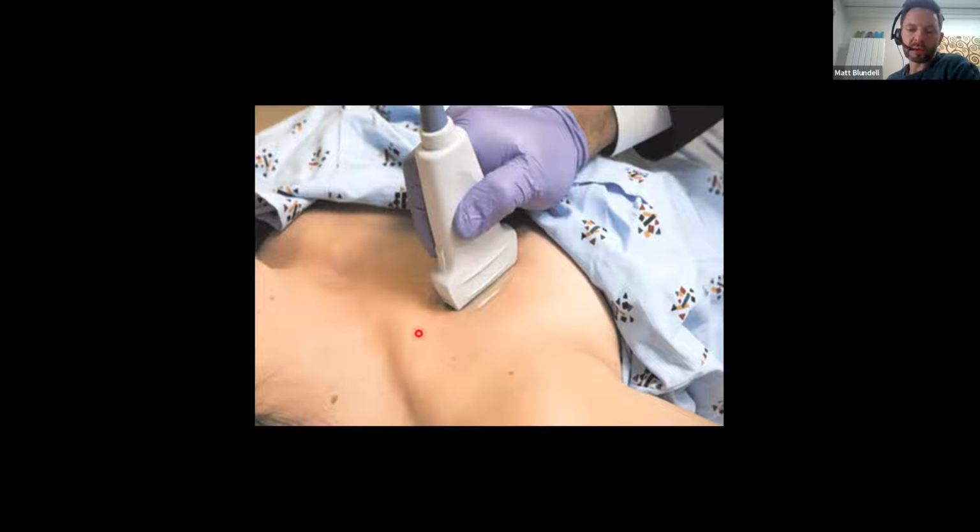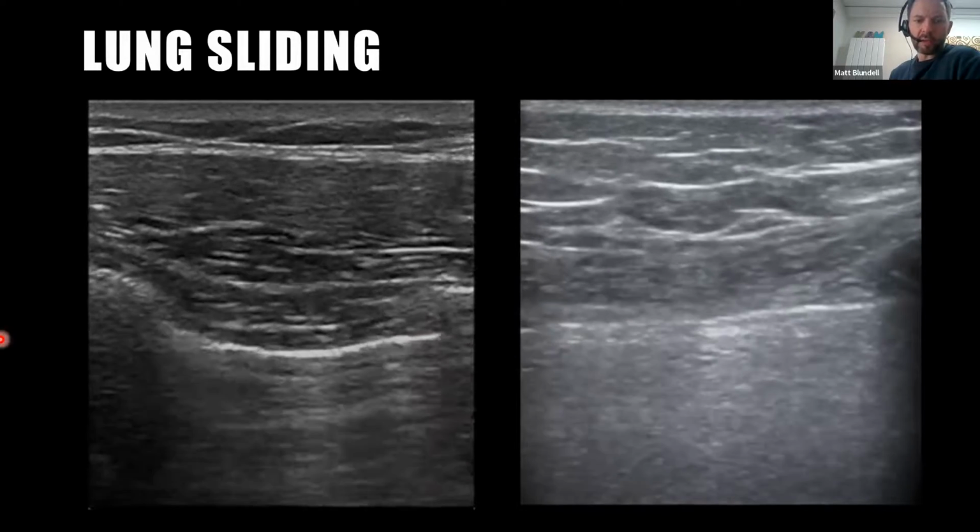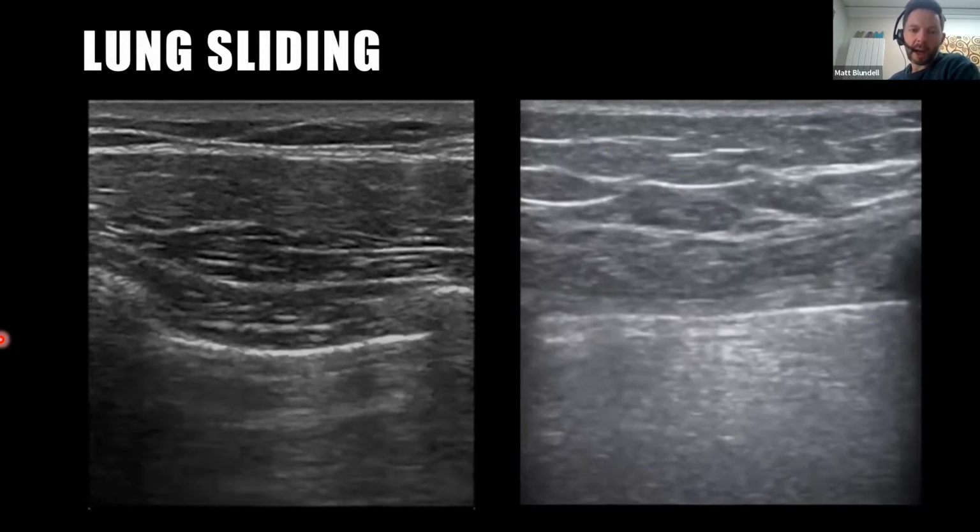So I'd normally start with your linear probe, start just below the clavicle, and I'd slide that probe down, looking over 3 or 4 different rib spaces as a minimum. And hopefully, when you look on the screen, this is what you'll see. So the first thing you're looking for is lung sliding.